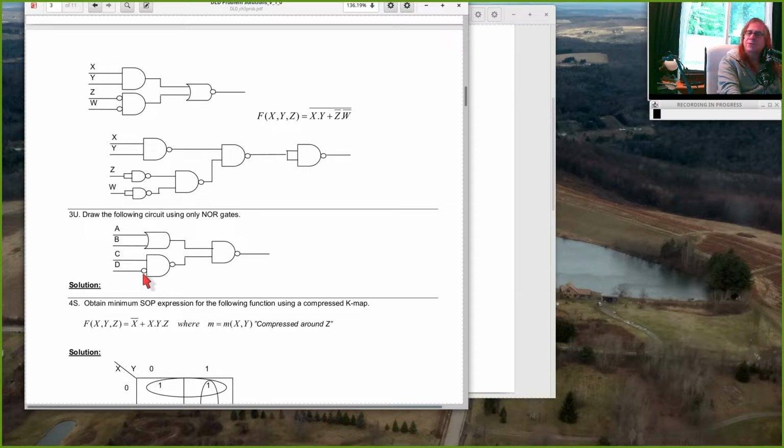The circles are inverters. So this is the complement of D going in. So this function here is to take C and not D and then NAND them together. The AND gate with the circle on the output is a NAND operation. But you can also have circles on the inputs, which means there's an inverter going into that input.